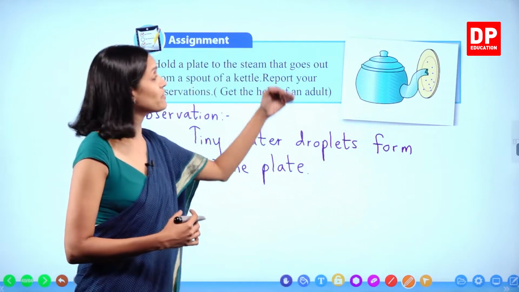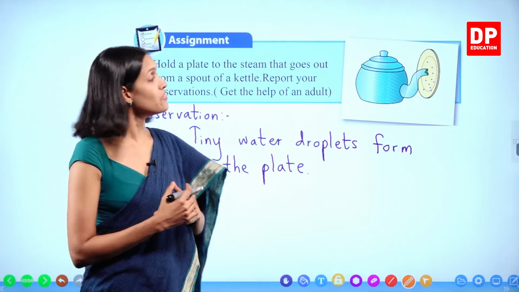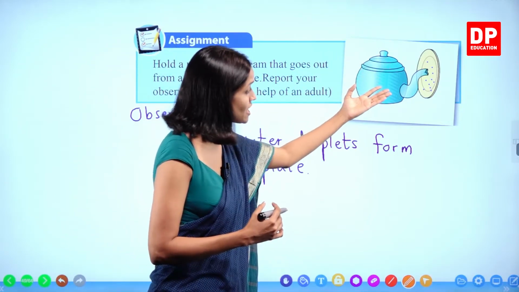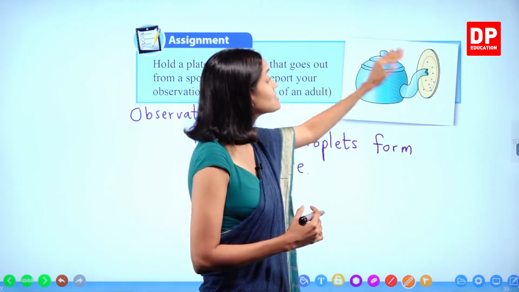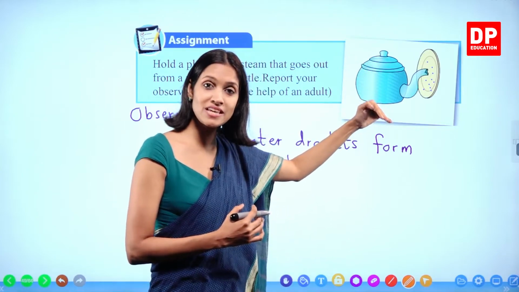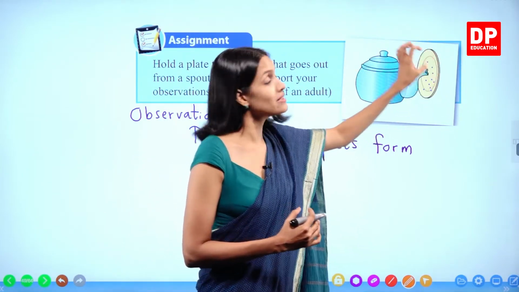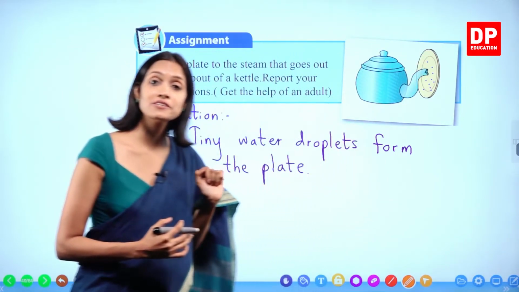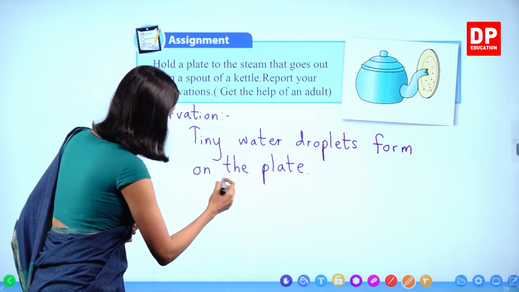You all know that when a gas cools down, it converts to its liquid. Steam means water vapor, or water in its gaseous state. So when it contacts a cooler surface, what happens? Its temperature reduces and it converts to liquid water. That liquid water deposits on the plate as water droplets. Okay, children? So we'll write that a change of state takes place here.